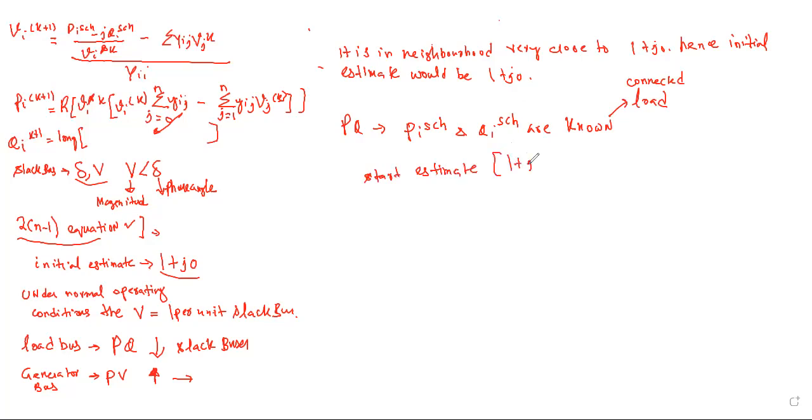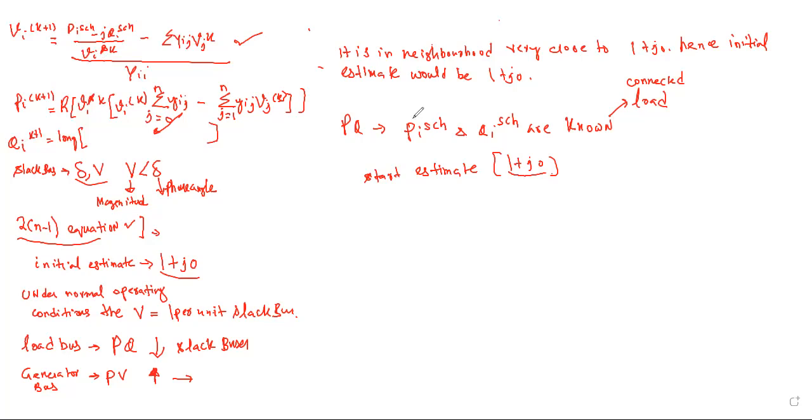But from which equation can you get this? The initial estimate you can get from this equation. So when you are starting, you will start with V_i^(k+1). Here the initial estimate would be 1 + j0. Now, when we do the problem, it will get more clear.